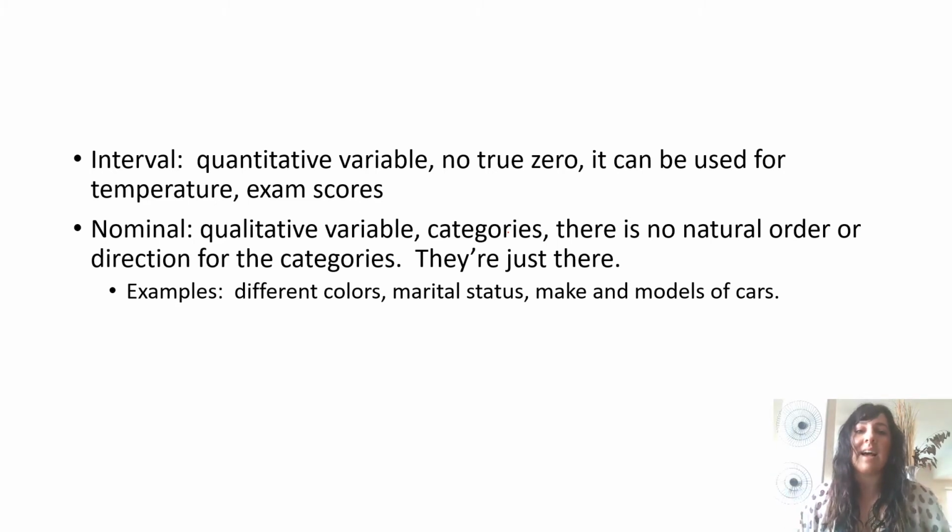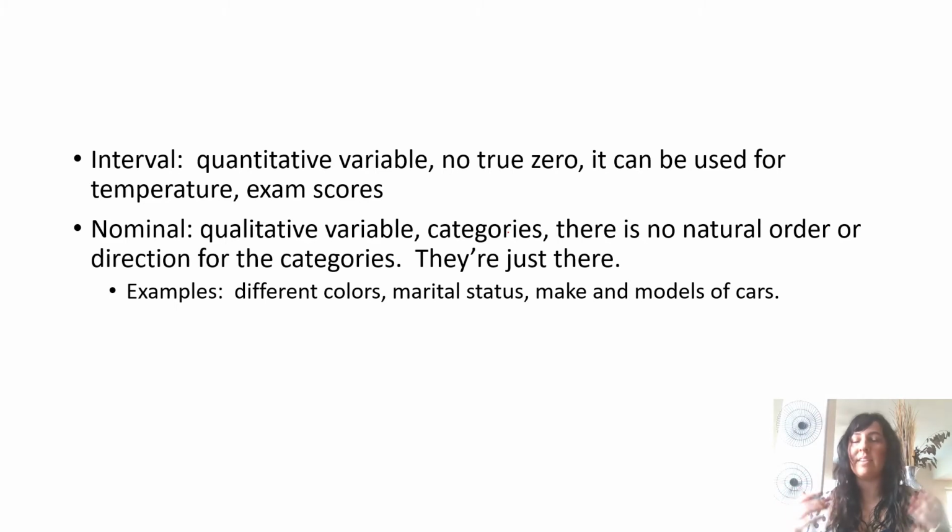But exam scores, that's another one that could be debatable. You can get minus points sometimes, especially in standardized testing. I don't know if they still do this, but back in my day, on the SAT you could actually get negative points. You could have points docked from your score if you answered a question wrong. So theoretically, if you got everything wrong, you could have a negative exam score. That is why exam scores can be interval variables.